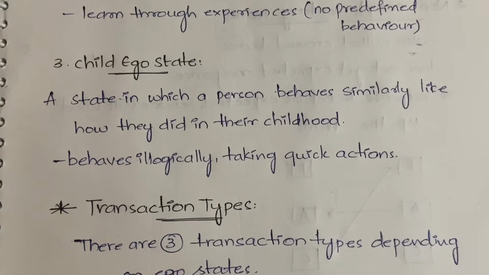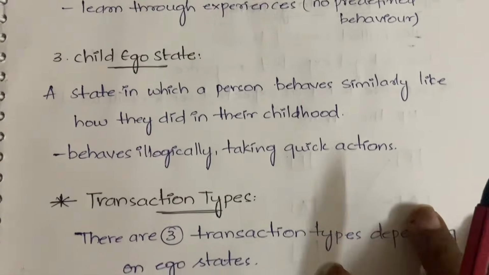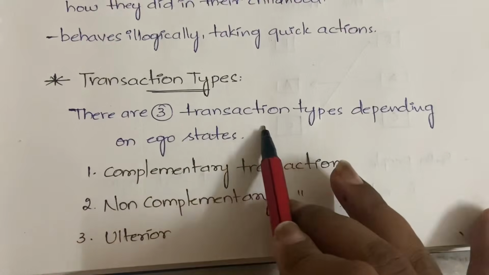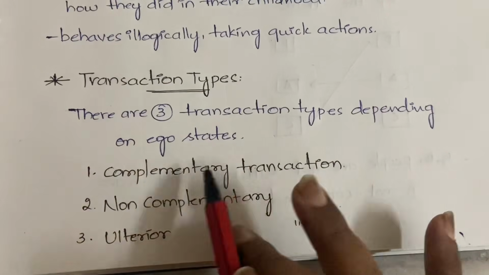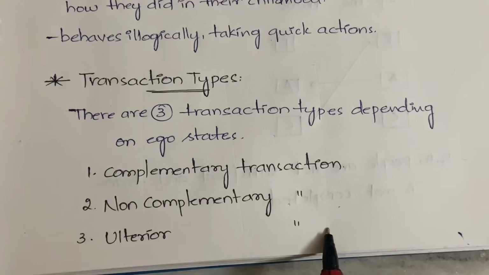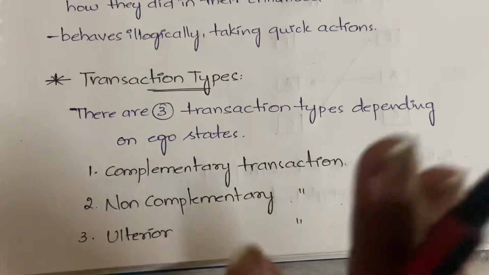Now based on these three ego states, let us divide the transactions into three types. There are three transaction types depending on the ego states, and they are complementary transactions, non-complementary transactions, and ulterior transactions. Now let us see about each of them.